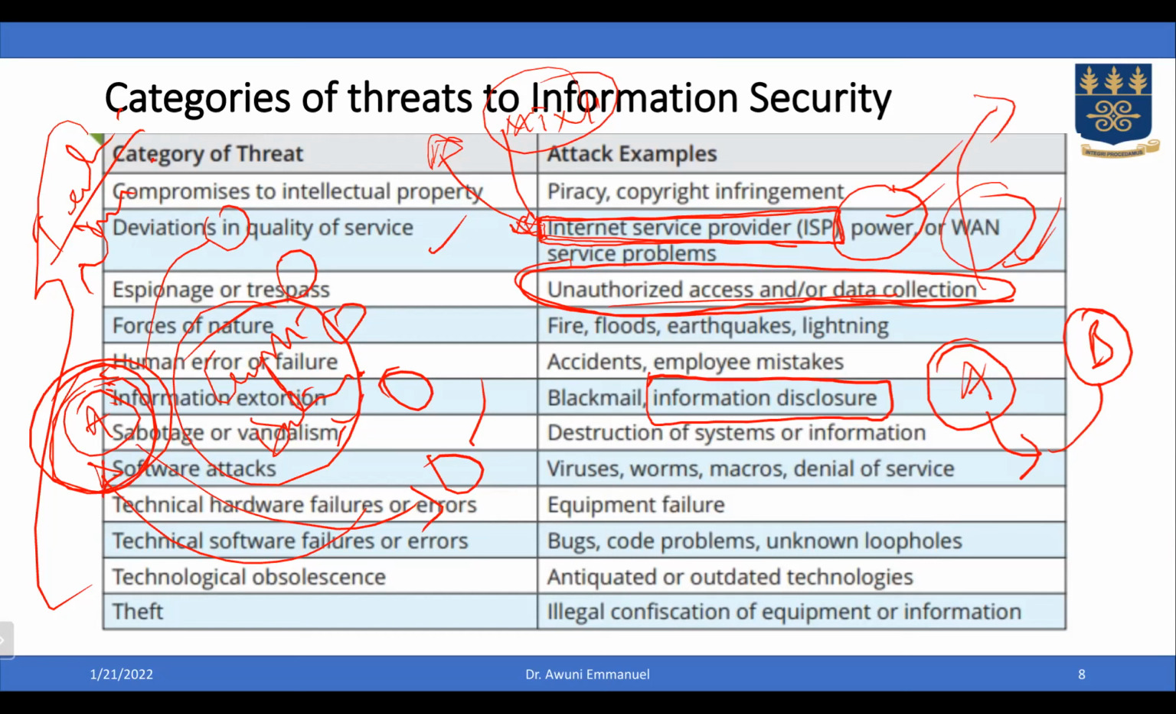Then we have sabotage and vandalism. These are other threats; please go and read around them. I'll share the book and everything with you. Of course, there are viruses, worms, microbes, denial of service attacks, and then equipment failure. Sometimes too, it could be a technical problem, like bugs in the programming. When you're coding, you may have some errors within the code, code problems, then unknown loopholes.